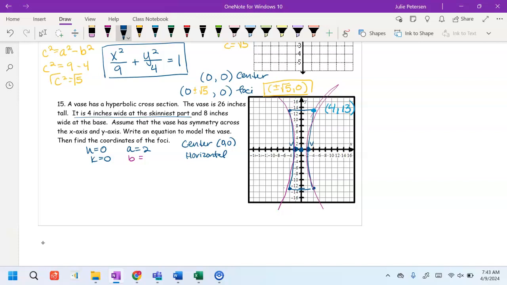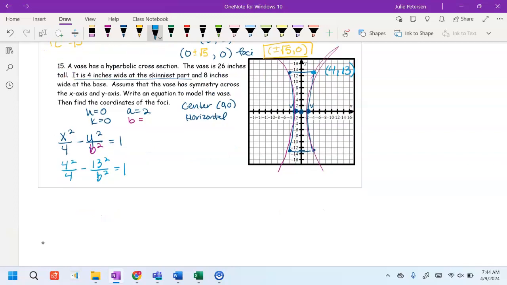So let's look at this equation. We've got, it's horizontal, so x squared over a squared minus y squared over b squared equals 1. A squared is 4. And we don't know what b squared is. So I'm just going to put a b squared right here. Then we're going to plug in for our x and y, 4 and 13. So I'm going to say, all right, 4 squared over 4 minus 13 squared over b squared equals 1. So now this means we only have one variable left. You can solve for that variable. It's a little bit messy on the algebra, but we can do it.